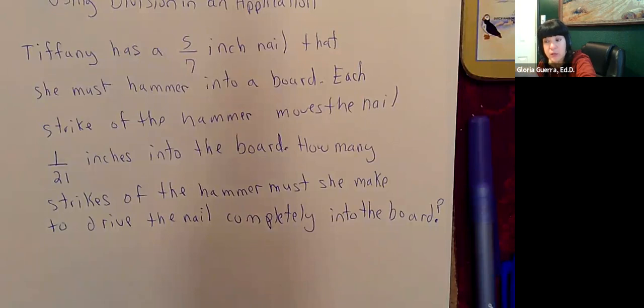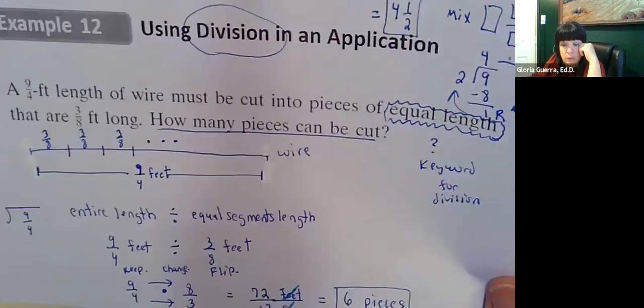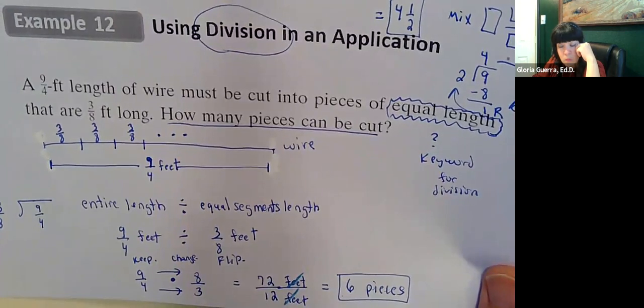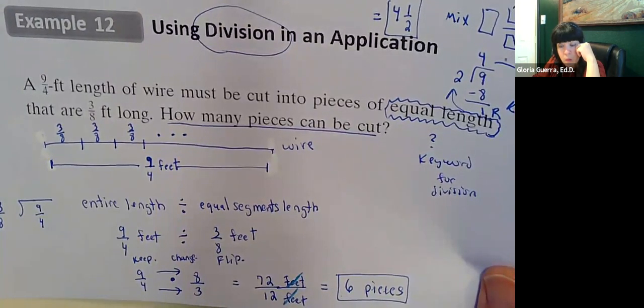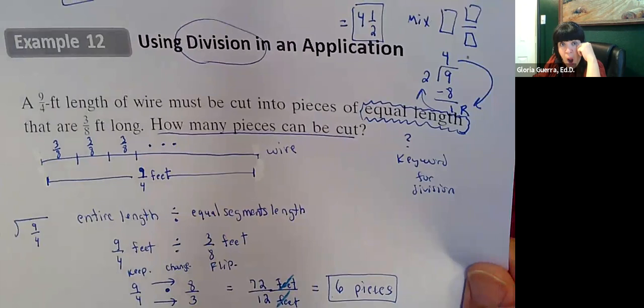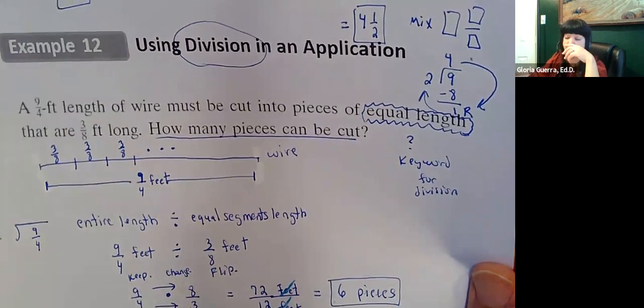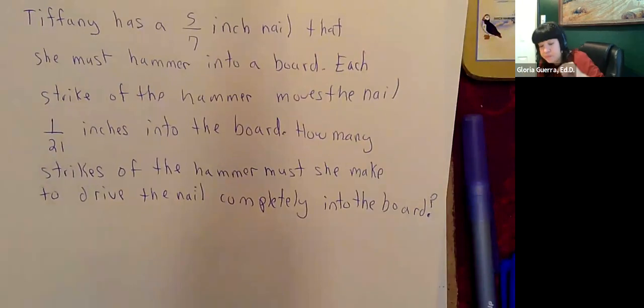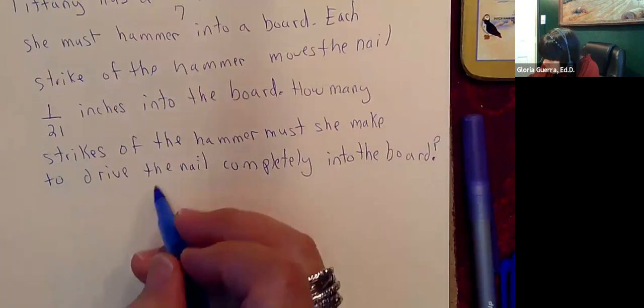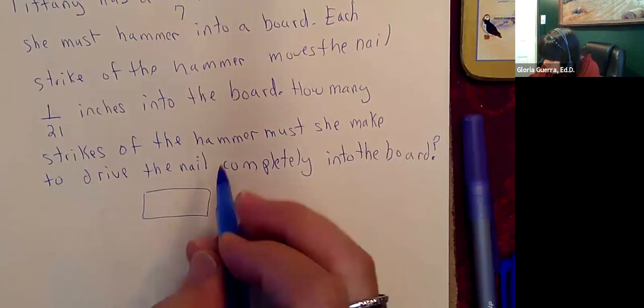I'm also looking at the other problem that we did about the 9/4. I'm also trying to see if we can find any keywords, like we did this one earlier. This one was a division problem also. Yeah, and then it'd be hard to draw a picture, but you have a board, and then you have this nail.